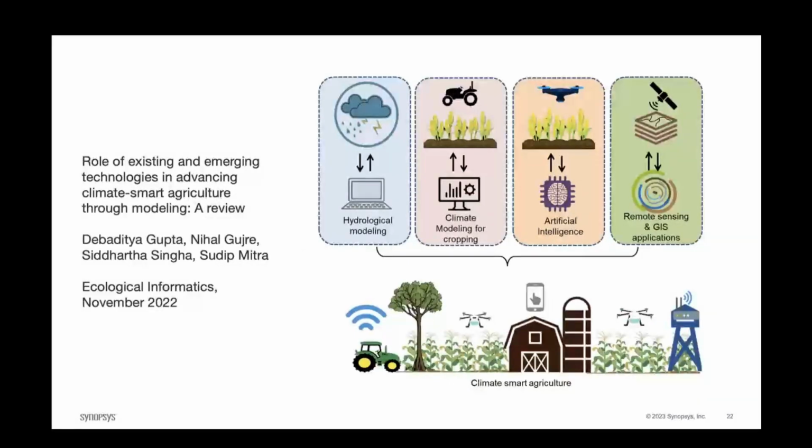So the role of existing and emerging technologies: we see that we can work on hydrological modeling, and climate modeling for cropping is very important to really know what's happening in the soil and in the plant. There are some researchers looking at the soil, and other researchers looking at the plant itself. For example, at Politecnico di Torino, I'm working on a project as well where we are trying to measure the impedance of the plant, and from that, we are trying to deduce the health of the plant. We have artificial intelligence, of course, where we can predict some things, and we have remote sensing applications and so on.